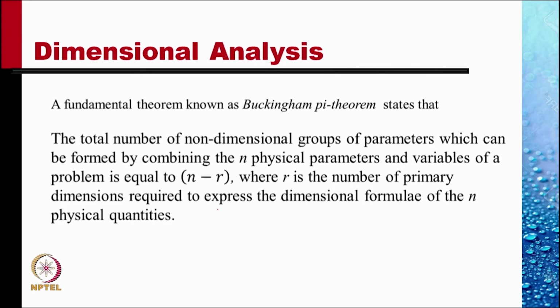A fundamental theorem known as Buckingham pi theorem states that the total number of non-dimensional groups of a parameter, which can be formed by combining the n physical parameters and variables of the problem, is equal to n minus r, where r is the number of primary dimensions required to express the dimensional formula of the n physical quantities. So we had 5 physical quantities, n is equal to 5 and r is equal to 3. So we can form 2 independent pi numbers out of these.